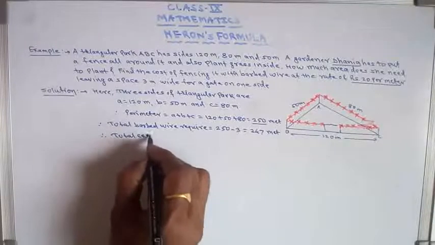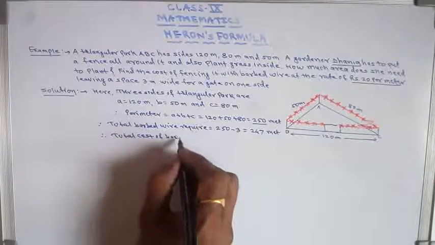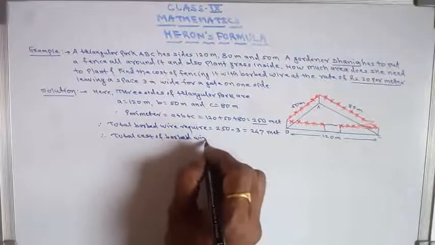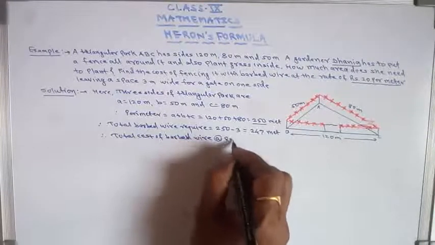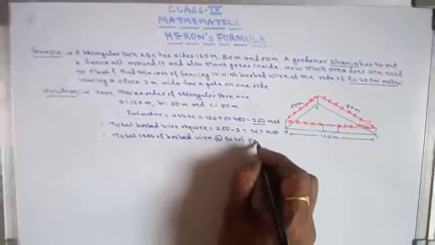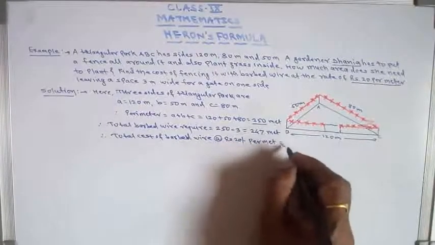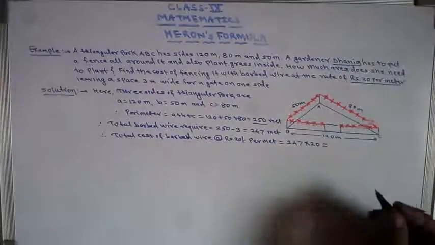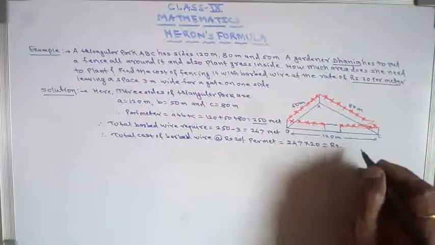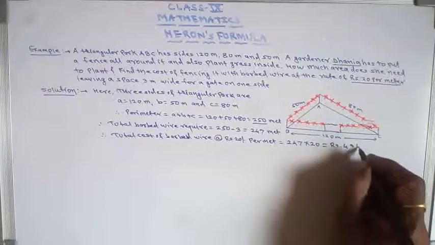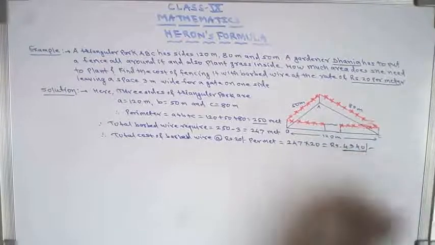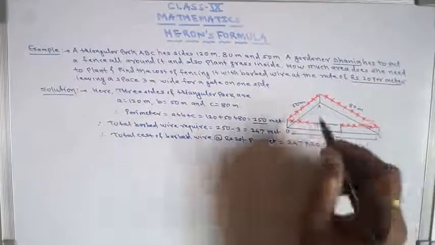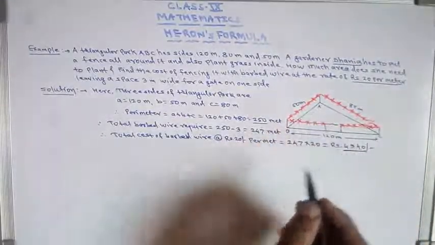Therefore total cost of barbed wire at the rate of ₹20 per meter, that is equal to 247 into 20, है ना। So it comes ₹4940, तो इतने रुपए का तो उसको बार्ब्ड वायर लगेगा। Now you have to find out how much area she has to plant. So you have to find the area of the triangle ABC.